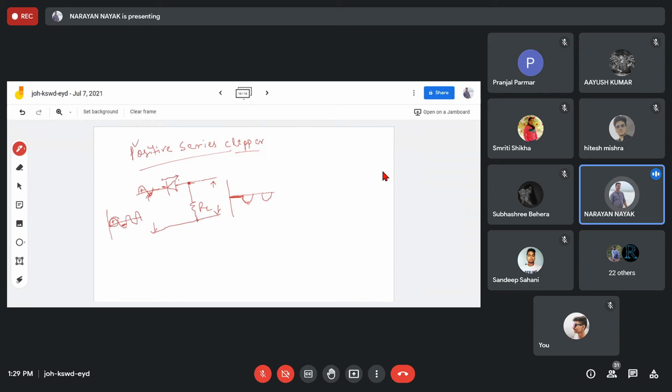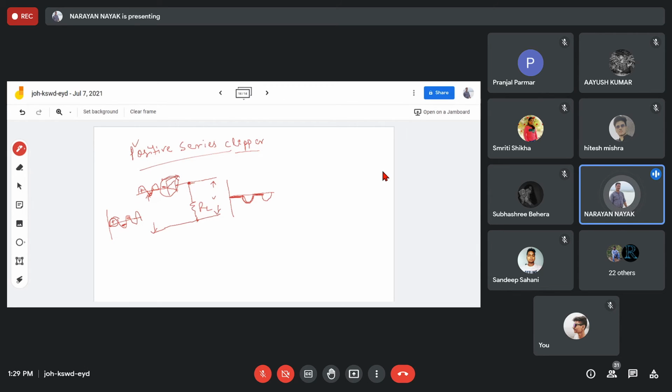The negative half cycle will be present here. In total, the negative half cycle of current will be available here. Then after, what will happen? Again the positive half cycle. In the positive half cycle, the diode is reverse biased. The diode doesn't conduct, so no current will flow.